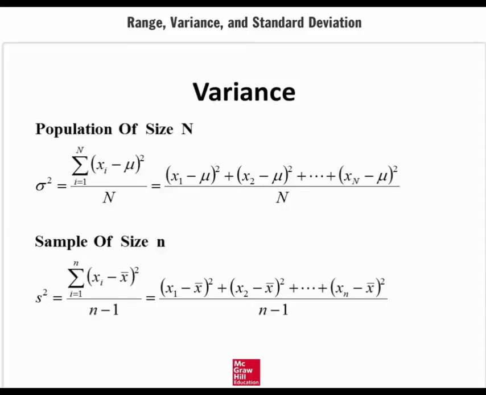For sample data, each observation is subtracted from the sample mean and the resulting value squared. Once all of these values are computed, the numbers are summed and then divided not by the sample size, lowercase n, but rather by n minus 1. The resulting value is represented by the English letter S squared. The sample variance, S squared, is a point estimate for the population variance, sigma squared.